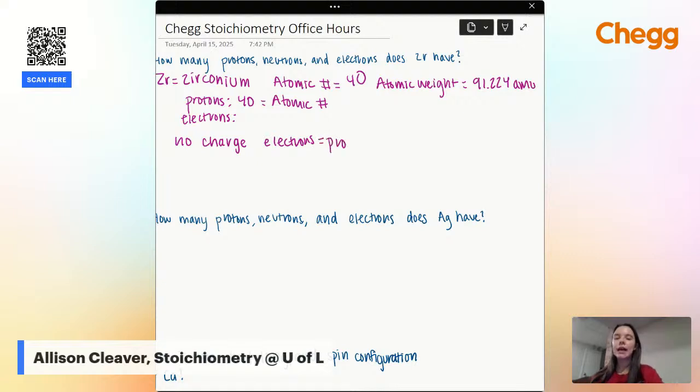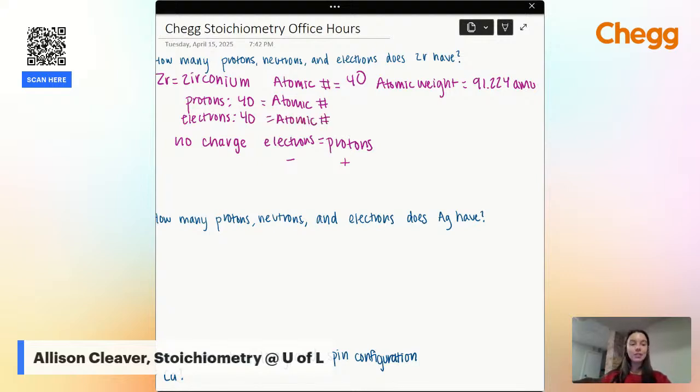And you can kind of think that makes sense because electrons are minus signs, protons are plus. If they equal each other out, there's no charge. So there's going to be 40 electrons. In this case, if the element is neutral, electrons will also equal the atomic number.